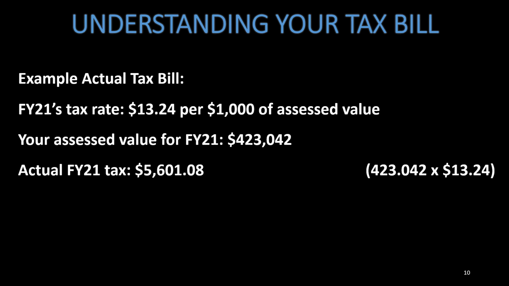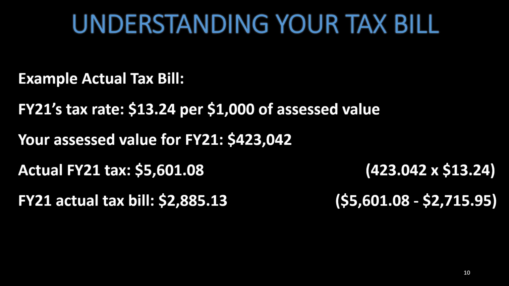Your actual fiscal year 21 tax is computed with your new assessed value divided by 1,000 multiplied by the tax rate for fiscal year 21. In this case, it's the $423,042 divided by 1,000 multiplied by $13.24 per thousand. That calculation comes out to $5,601.08. That's your actual fiscal year 21 tax.